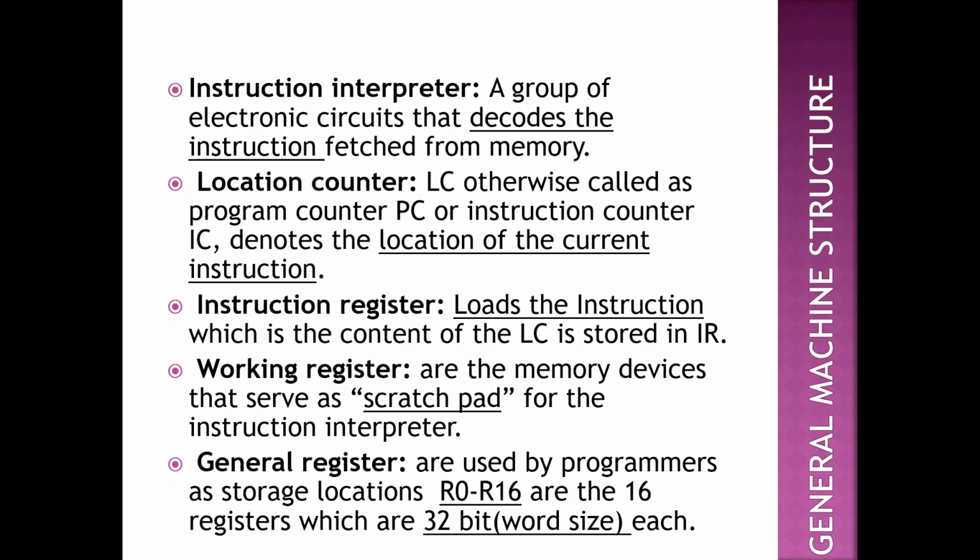We have 16 general registers. I think there is a typing mistake; R0 to R15 are the 16 registers. And one last thing you should remember is that the word size of IBM 360 is 32 bits or 4 bytes. So remember this, the word size of IBM 360. That's it. So this is going to be the general machine structure.